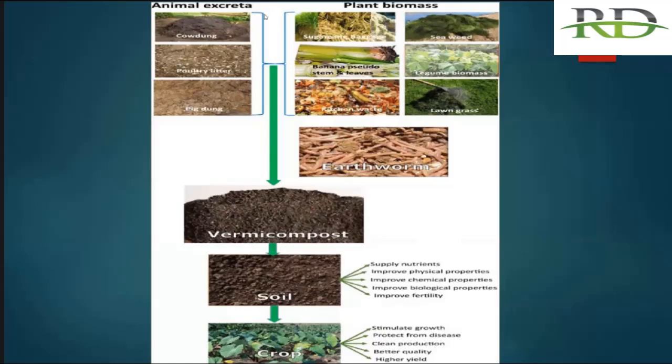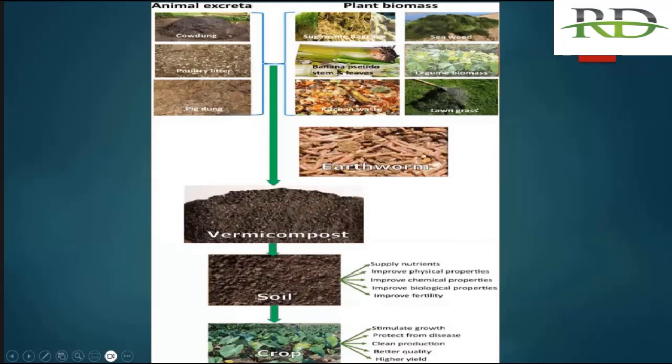So these are all the raw materials which we use, and we release the earthworms into the raw materials. The earthworms produce vermicompost. Then we apply the vermicompost to the soil, and the soil produces this type of crops. So the soil gets this type of improvements, and the crop shows this type of development. All these processes are made by earthworms.